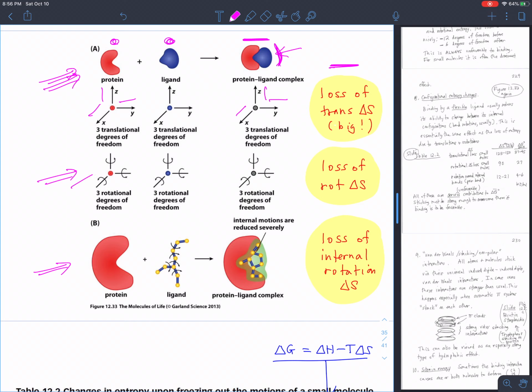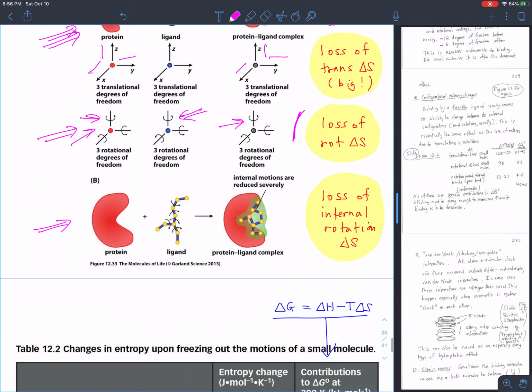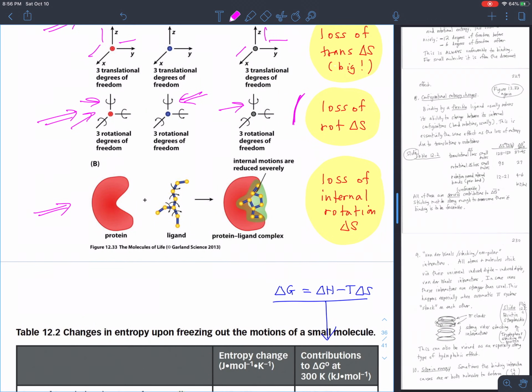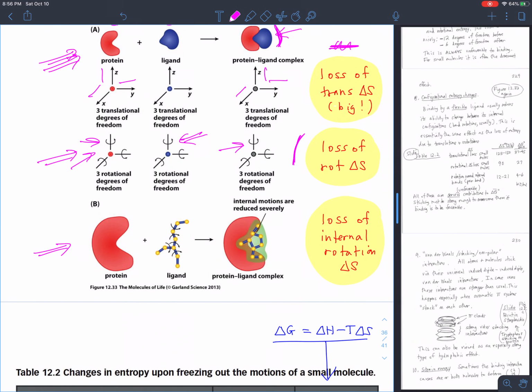Likewise, the original molecules can rotate, and they have three rotational degrees of freedom, three angles in which they can rotate. And there's two molecules, so there's 6 angles altogether. But after they come together into one complex, then there's only 3 degrees of freedom left. And so there's been a loss of rotational entropy as well, and that also has to be unfavorable. And we'll see below that this is the biggest one. The translations are the biggest contribution.